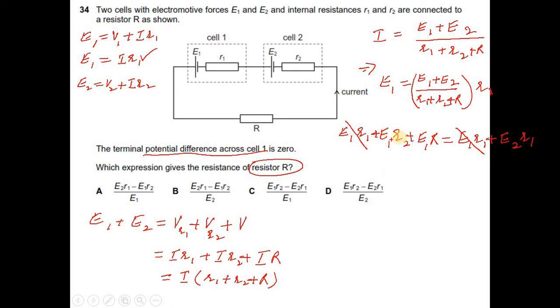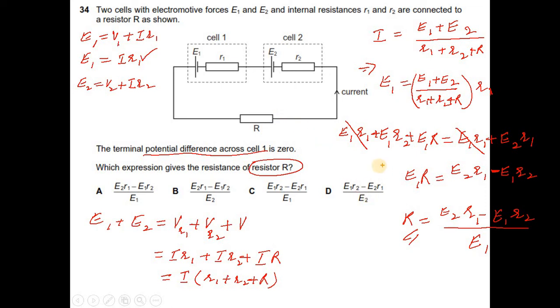and send E1 R2 to the other side. So E1 R is equal to E2 R1 minus E1 R2, and R is equal to E2 R1 minus E1 R2 divided by E1. This is the resistance of the resistor, and clearly, the option is A, E2 R1 minus E1 R2 divided by E1.